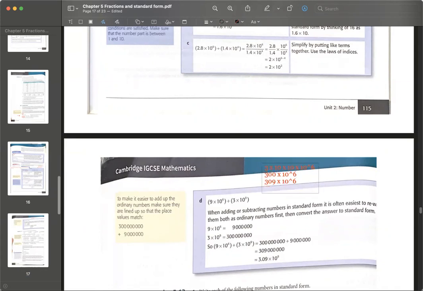Then we have to simplify it by taking out so that we can reach the standard form, taking out 2 because we're moving the decimal place by 2, 10 to the power of 2 times 10 to the power of 6. So we will get 3.09 times 10 to the power of 8. That's the answer.